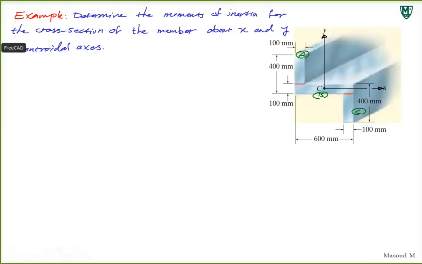All right. Now, I have three segments. I have to find the area moment of inertia for the x-axis for all these three segments and add them up. And for the y-axis, I have to find the area moment of inertia for all these three segments and add them up. So let's go with the x axis. Let's do it for x.